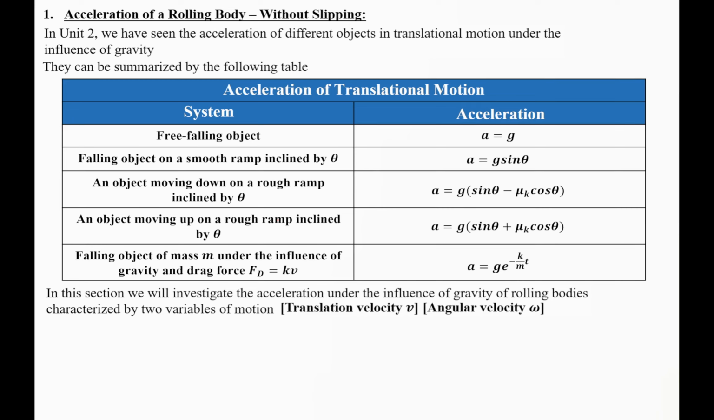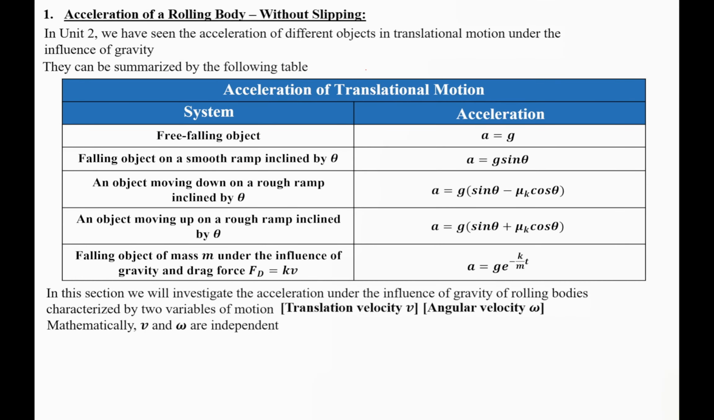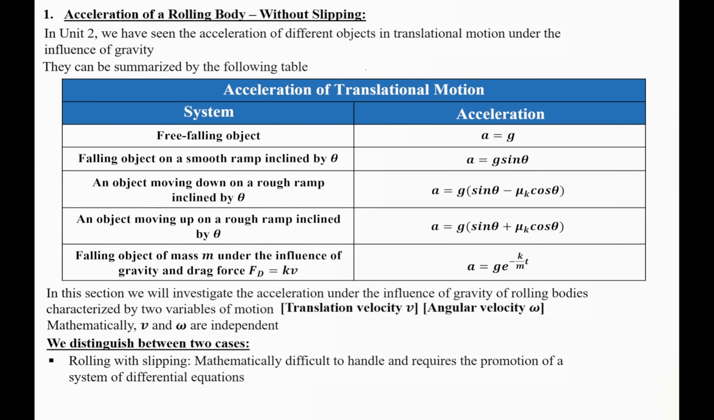Here we're talking about rolling bodies, which admit combined motions, translational and rotation. However, previously in Unit 2, we have only discussed translational motion. Mathematically, v and omega are independent. We distinguish between two cases: rolling with slipping, which is mathematically difficult to handle and requires the formulation of a system of differential equations. Let me clarify more.